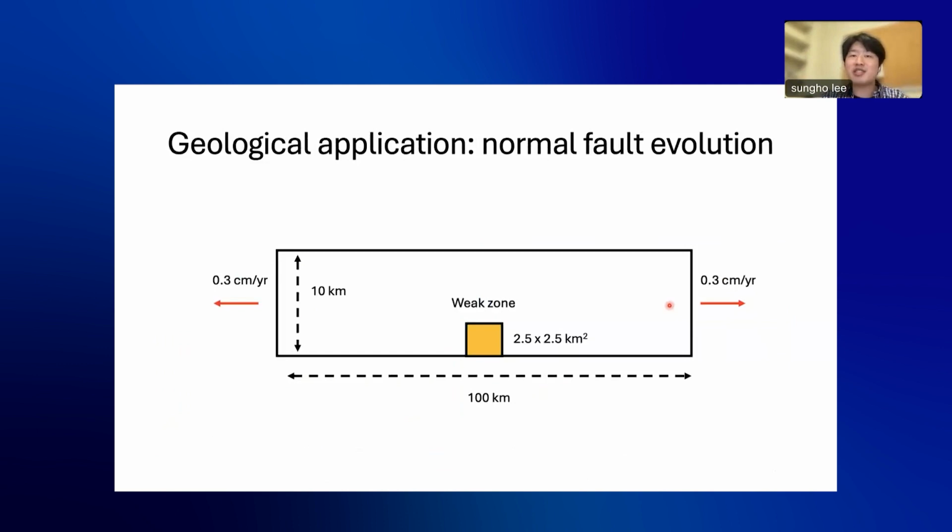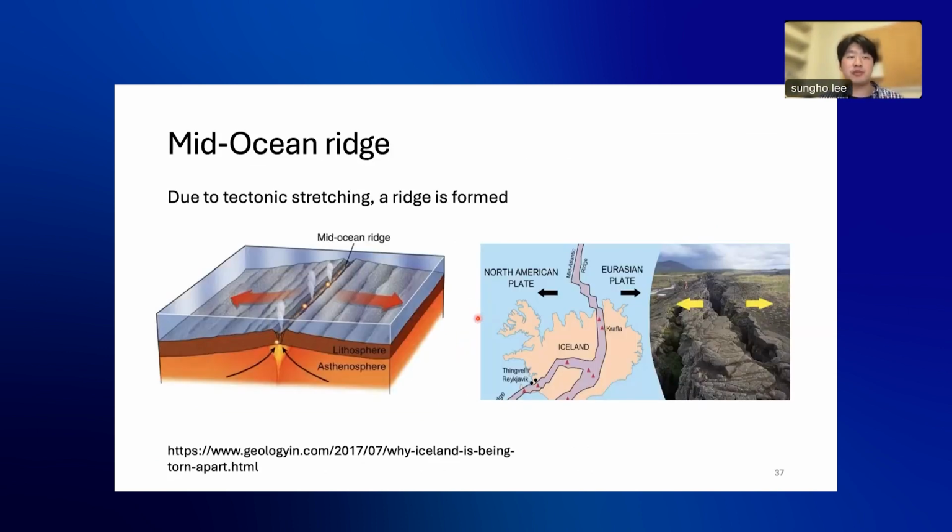I prepared one example simulating the evolution of a normal fault. I consider a crust that has 100 kilometers of width and 10 kilometers of height. I impose a rate of 3 millimeters per year on each of the left and right sides, and I impose a weak joint to keep the initial fault development. And we can observe this setup in the Atlantic Ocean.